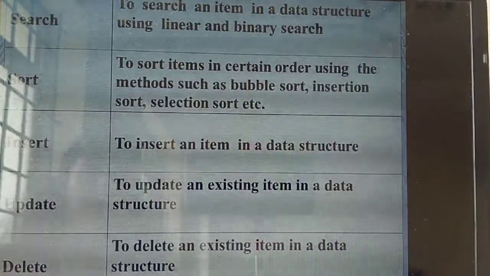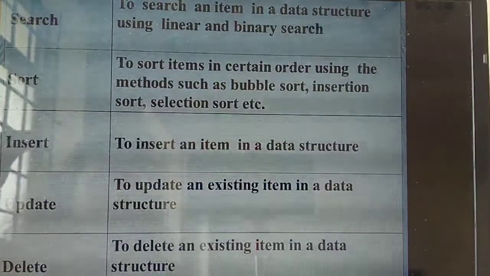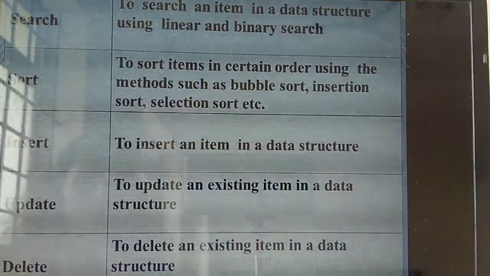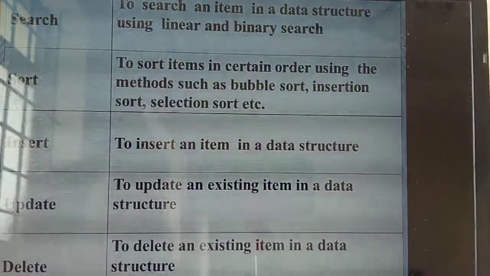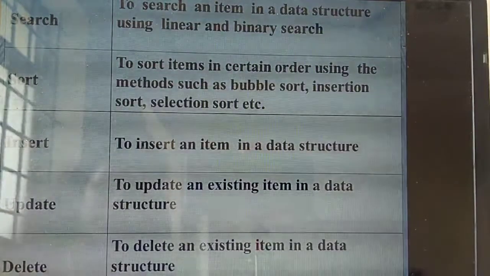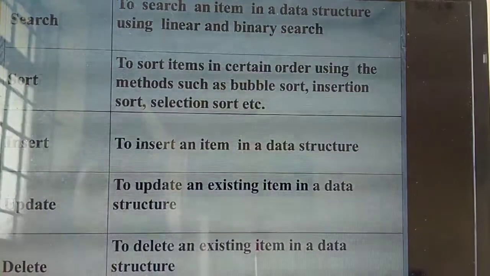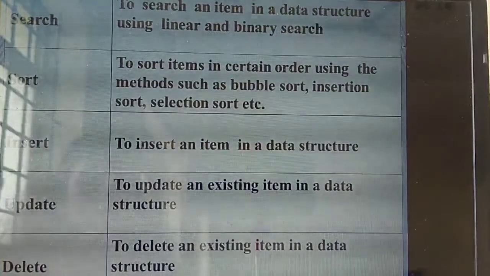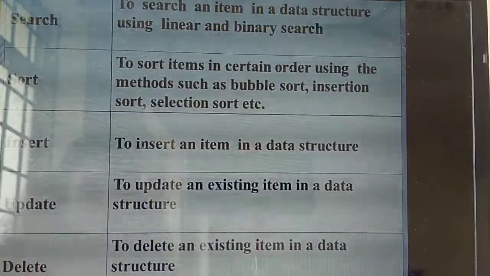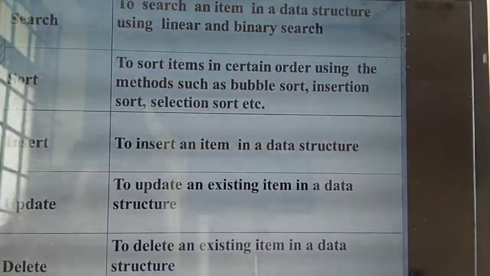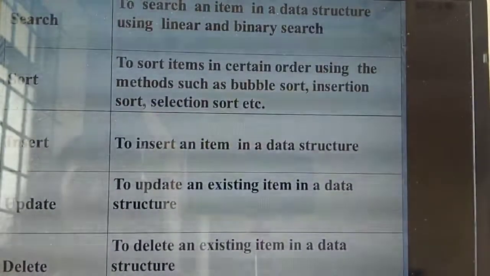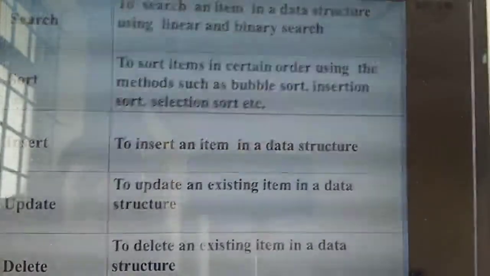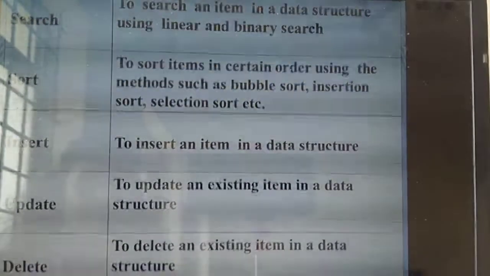Next one is sort. What do you mean by sort? Sorting means you need to arrange items in some order. To sort items in a certain order, maybe alphabetical order, ascending or descending. Some order in which you need to arrange the data is called sort. To sort items in order, here also you are using sorting algorithms. What are they? Bubble sort algorithm, insertion sort algorithm and selection sort algorithm.